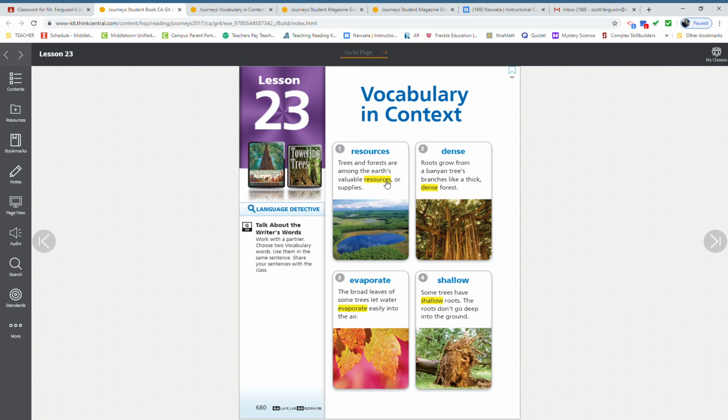So lesson 23 vocabulary words, we have resources, dense, evaporate, shallow. Now, what I would like you to do is write the definitions of each of these words on a piece of paper. And then I would like you to write 5 sentences for each word using each vocabulary word. And as we usually do, I would like you also to include adverbs and adjectives in your sentences.